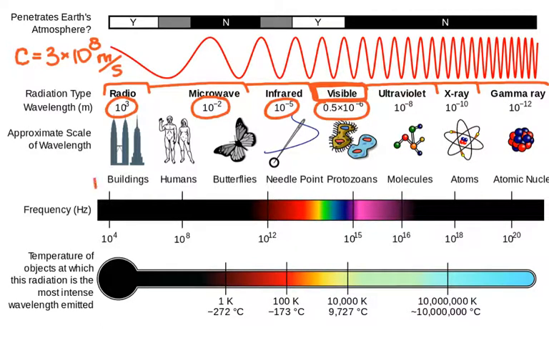So the radio waves are the size of buildings. The microwaves start with human size in length and end up with butterfly size. The infrared light is about the size of a needle point, and the visible light is the size of protozoans, and protozoans are single-celled organisms. And then we have ultraviolet, which is the size of molecules, X-rays the size of atoms, and gamma rays the size of the nucleus.